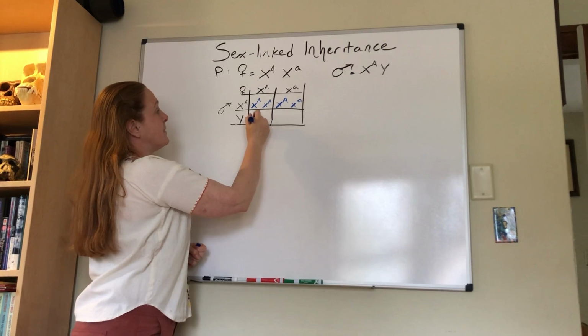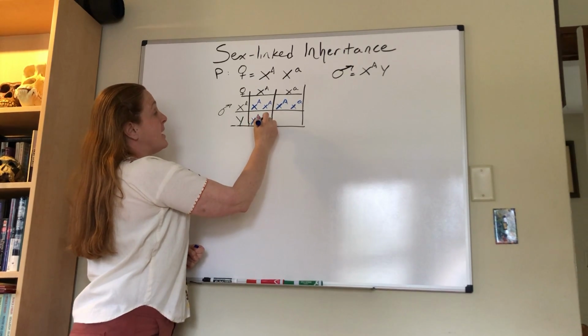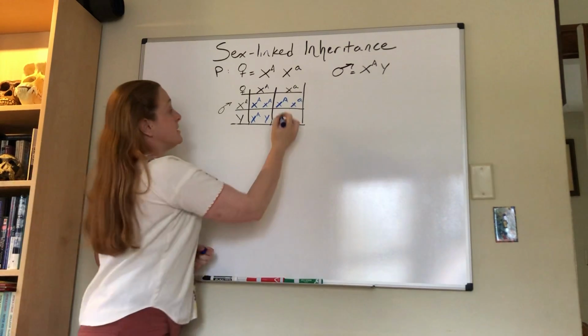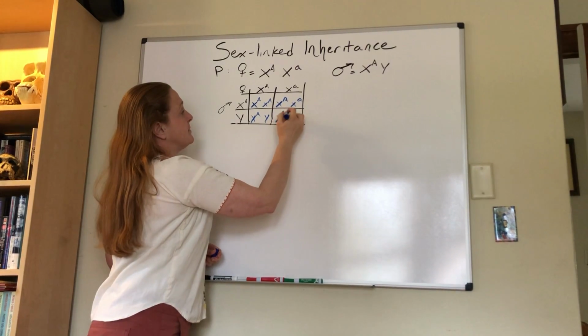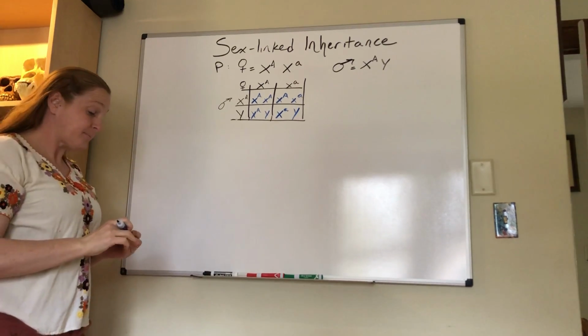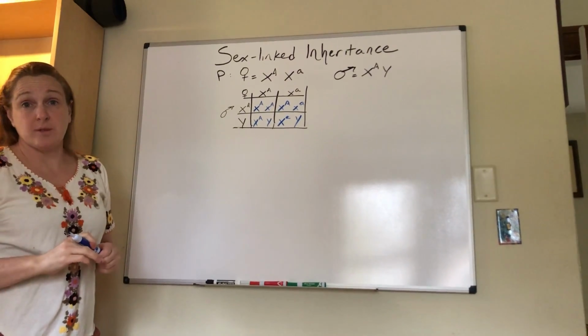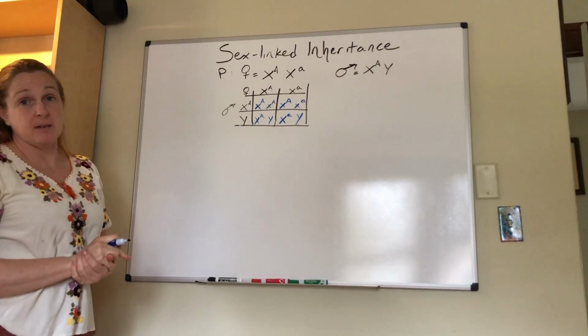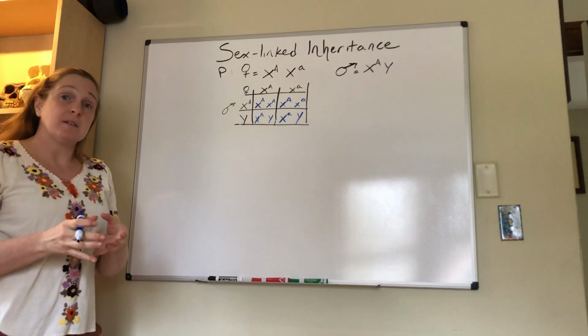Remember that when we are making this square, we are modeling the possibilities for just one diploid zygote from these two individuals coming together. So there, I've modeled fertilization. The next step is I need to interpret my data. Now here's where things get a little different.